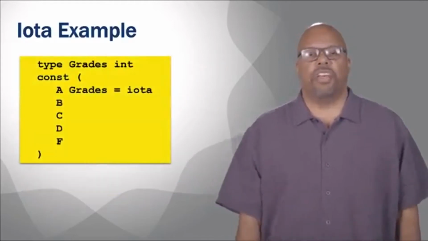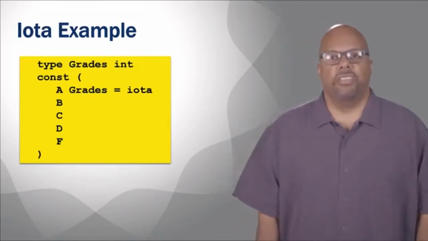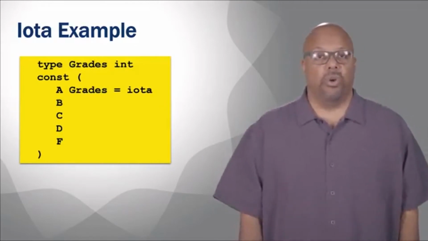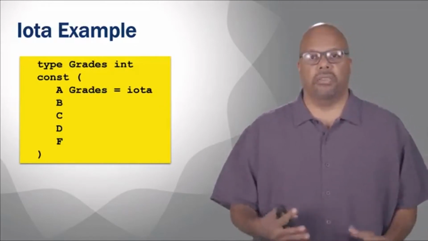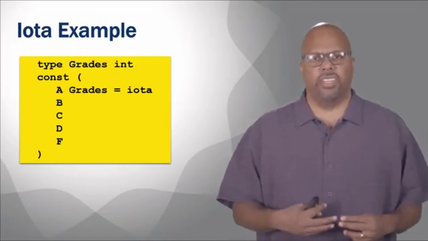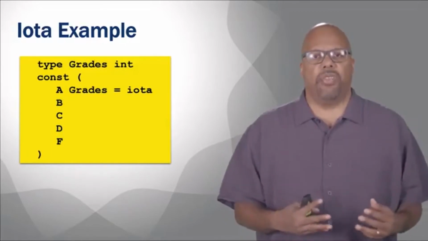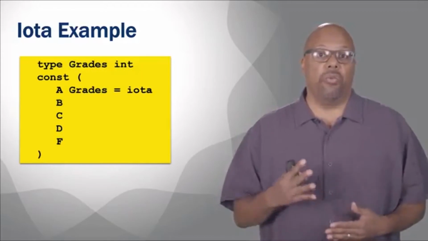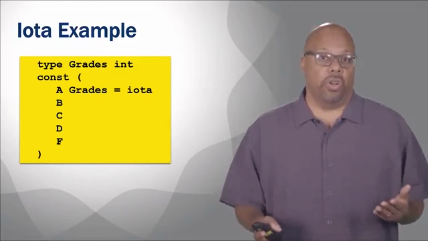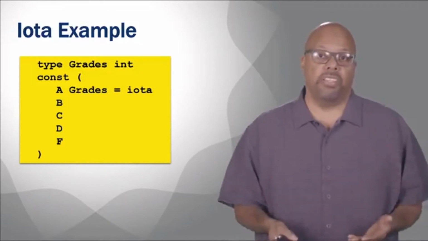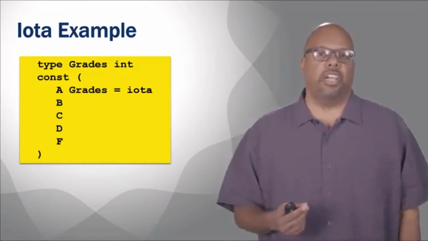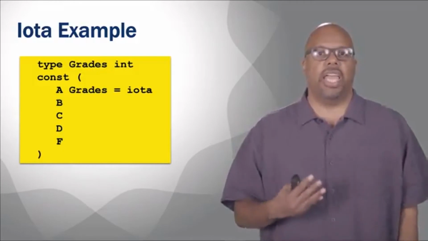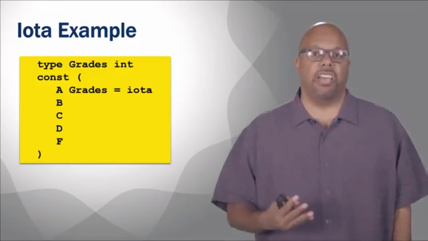So here's a little example of how you might define something using iota. Say I want to define some grades. I make a type called grades, and I make it an int. I want to represent my grades as integers, and I want to have these 5 grades, A, B, C, D, and F. I know that I want A, B, C, D, and F to be all different grades, so they should be represented by different integers. But I don't particularly care what integers they're represented by. I just want A to be something different than B and C and D and F.